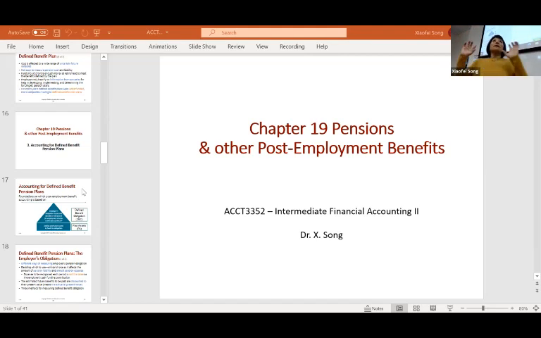What goes into calculating net pension assets or net pension benefit liability is the plan asset and the defined benefit obligation. Neither one will be on the balance sheet per se. They are memo accounts. They will be reported in a footnote. So we do keep tracking those two items, plan assets and defined benefit obligation.